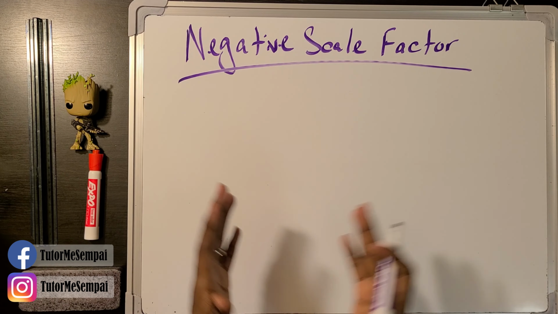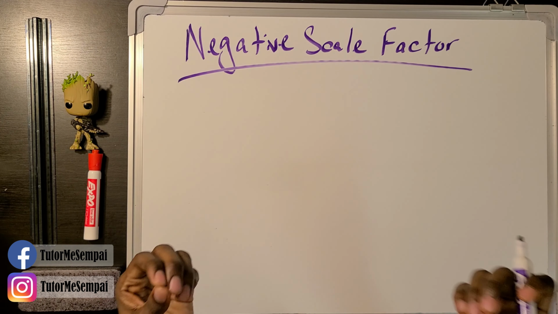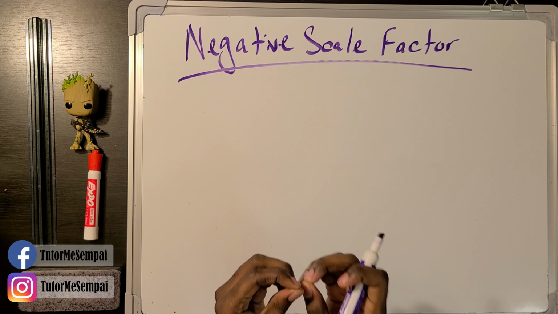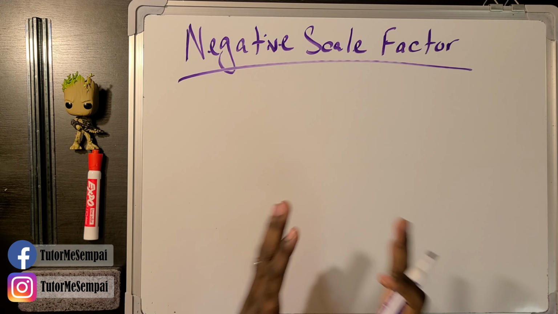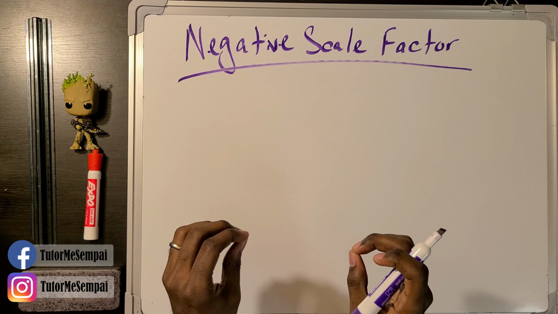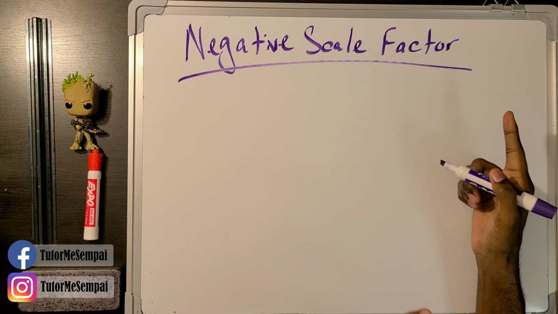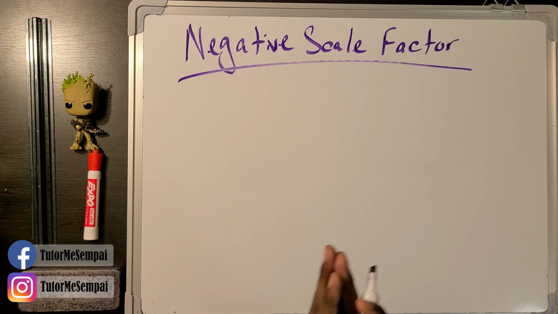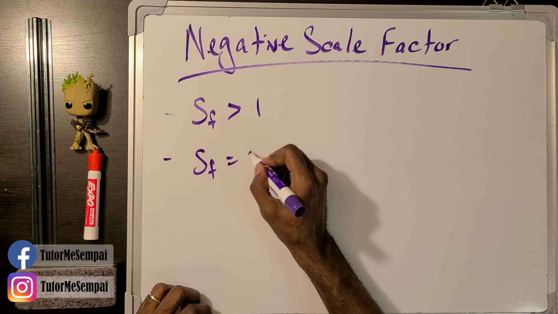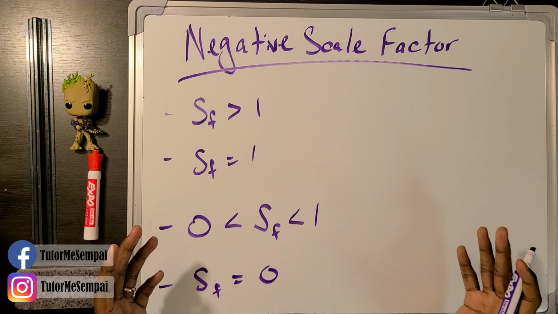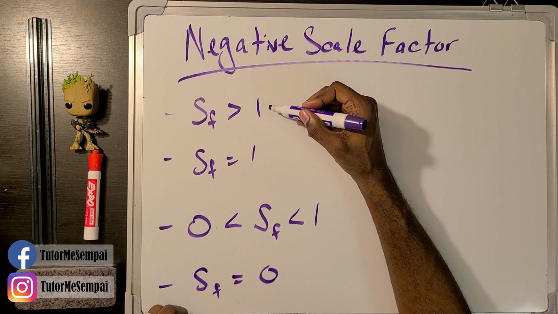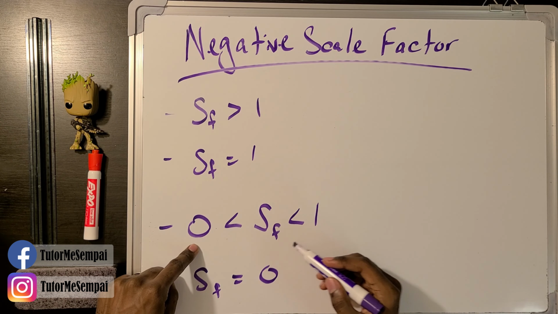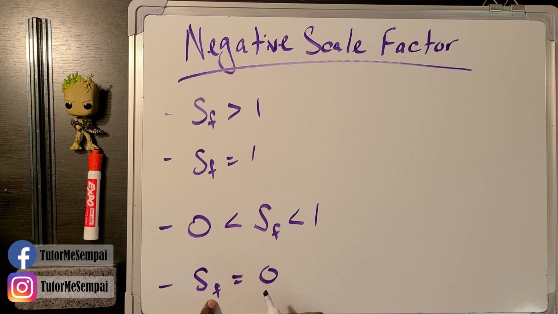In my first video on geometric dilations, we discussed what a scale factor was, and we talked about the 4 ranges that your scale factor will most likely fall into. If you hadn't seen my first video on this topic, you can find it right up here. However, in that video, we discussed the following 4 ranges. If you recall, a scale factor can be greater than 1, it can be equal to 1, it can be between 0 and 1, and it can be 0.